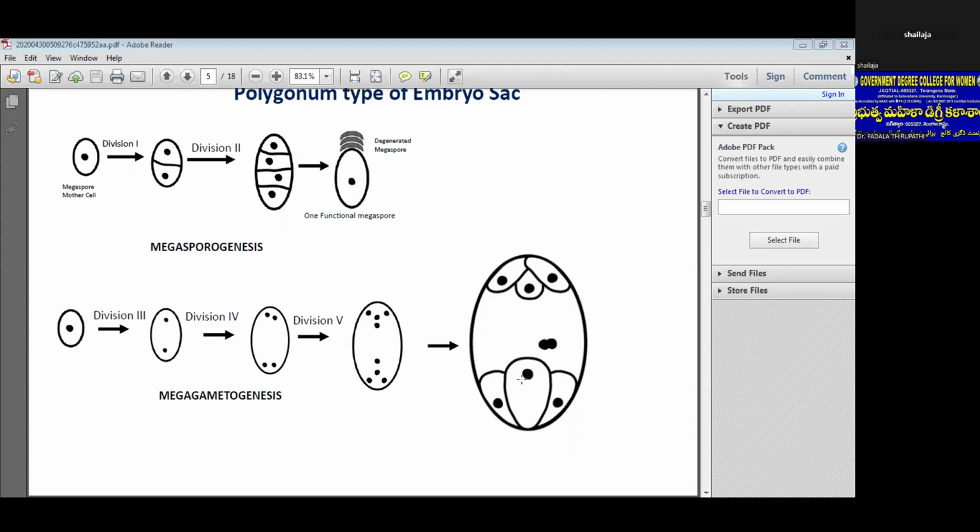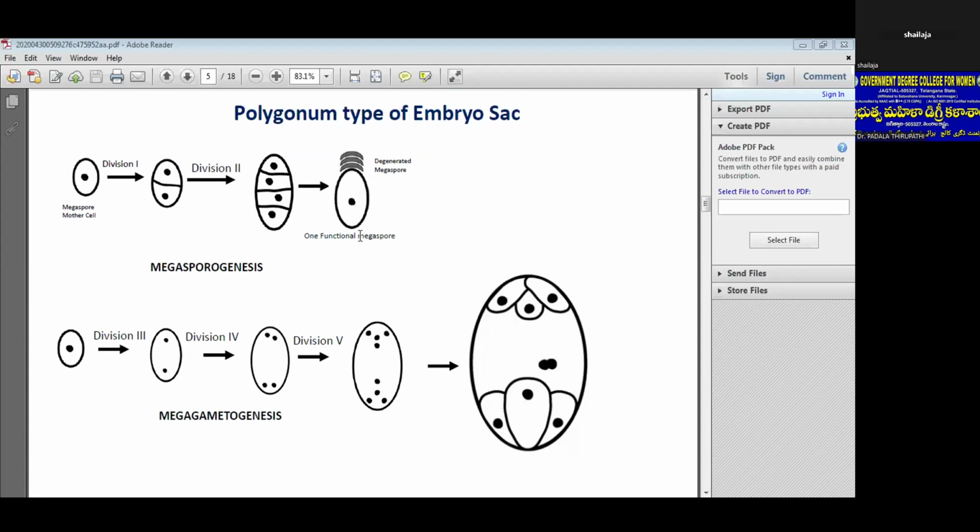One is the egg cell, and two are synergids. This is the eight nucleate embryo sac. We call it the polygonum type of embryo sac. Only one megaspore is functional, and three are degenerated. That is the concept.